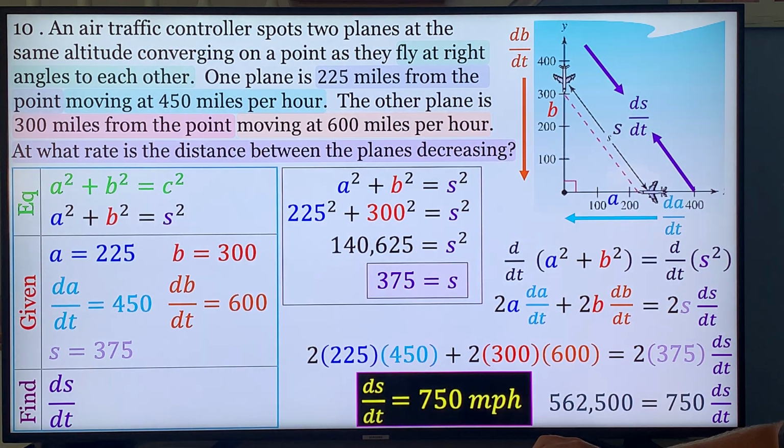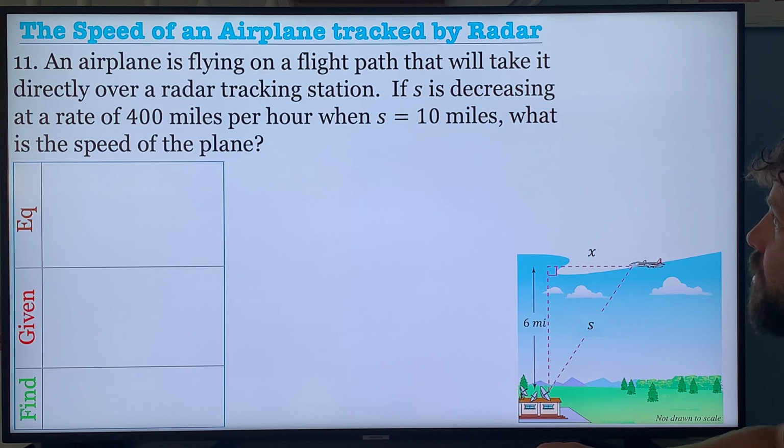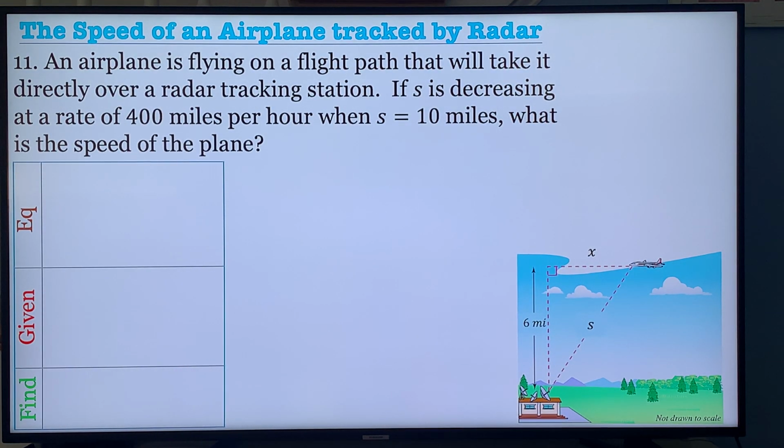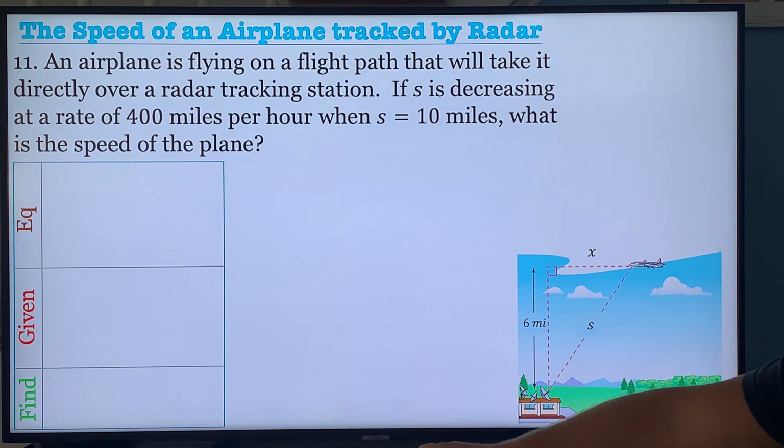Break it down. Get some colored pencils. Make life easier for yourself. All right, speed of an airplane. I want you to try this on your own. Go. All right, let's see it.